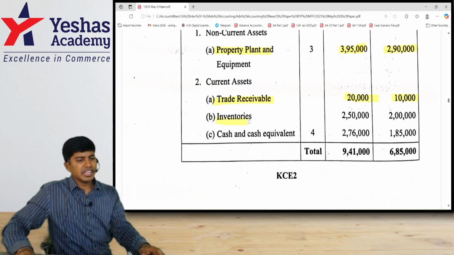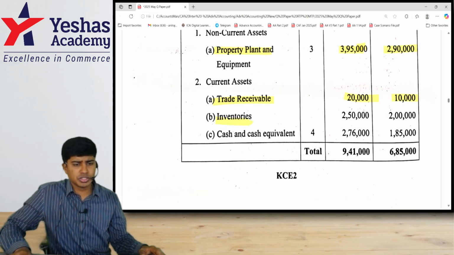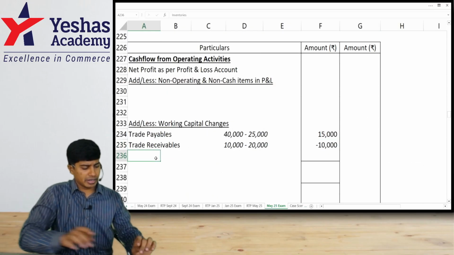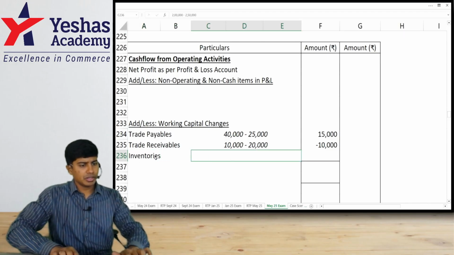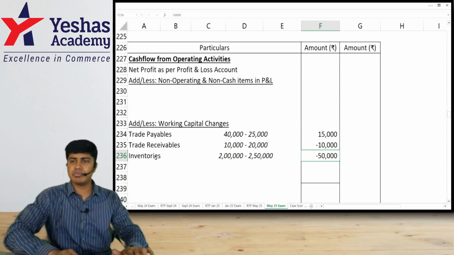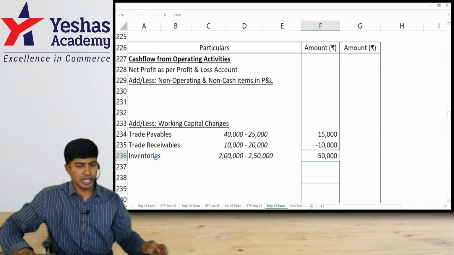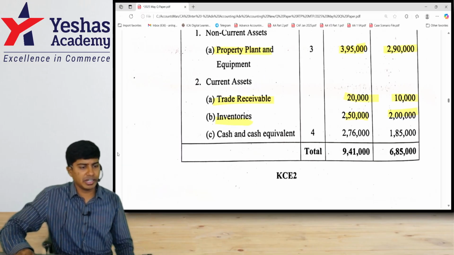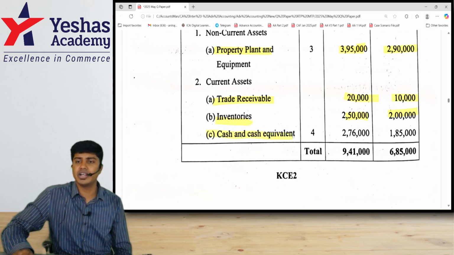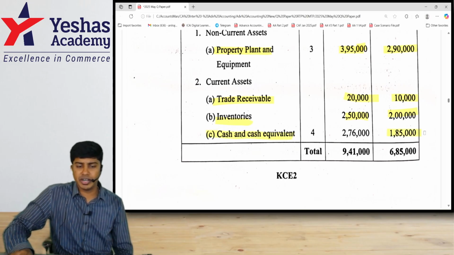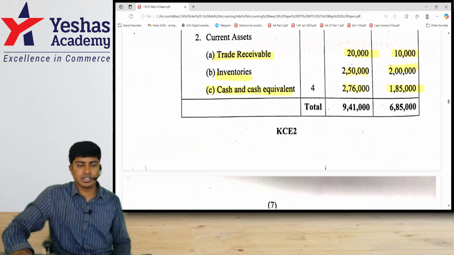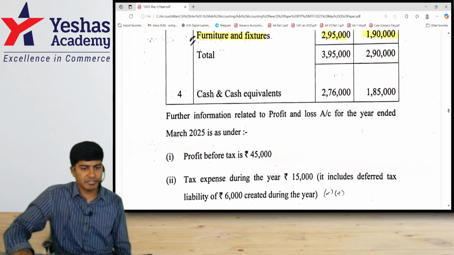We have inventory. Inventory also same story. Current assets, we should do opening minus closing. Opening 2 lakh, closing 2 lakh 50. Come back here and write inventory 2 lakh minus 2 lakh 50. Can I say minus 50,000? Very nice. What do we have after inventory? Lastly, we have cash and cash equivalent. Opening cash and cash equivalent 185, closing 2 lakh 76. Anyways, we'll just see that notes to accounts once. What do we have? Nothing. Here also they have not given any information.